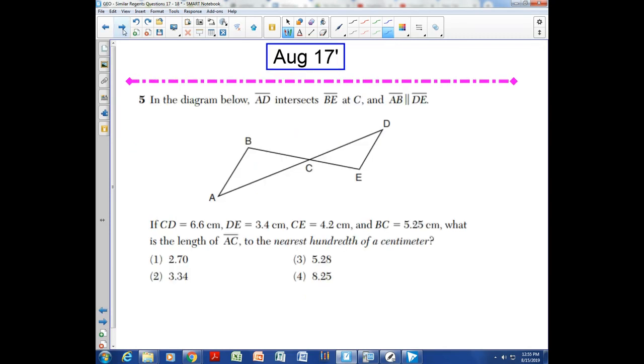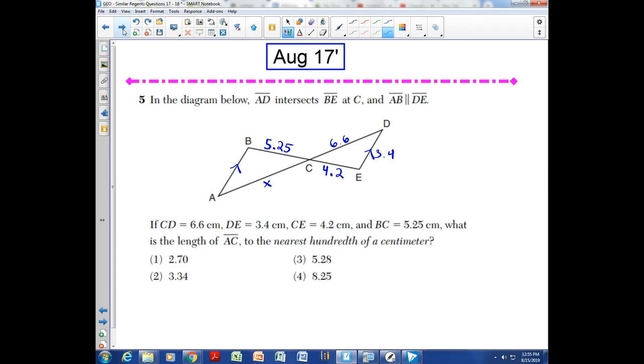August 17, number 5. In the diagram below, AD intersects BE at C, and AB is parallel to DE. So I'm going to get that into my picture. It's a multiple choice, so I'm going to draw all over this. Those are parallel. If CD is 6.6, and DE is 3.4, and CE is 4.2, and BC is 5.25. What is the length of AC to the nearest hundredth of a centimeter?